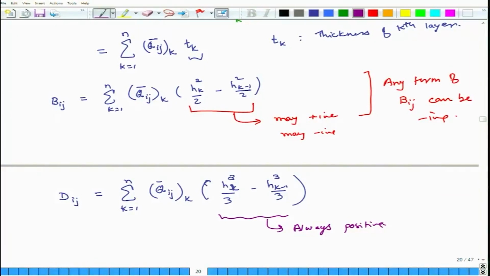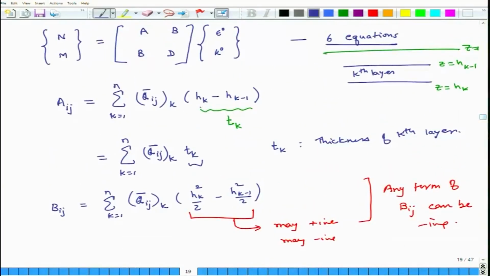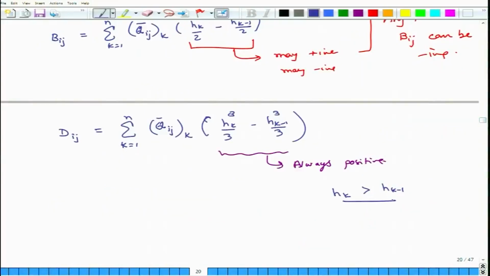Why is it always positive? Because hk's value is always more than hk minus 1. So, when I take the cube, the difference will always be positive. For the same reason, hk minus 1 is always positive. So, this is always positive.